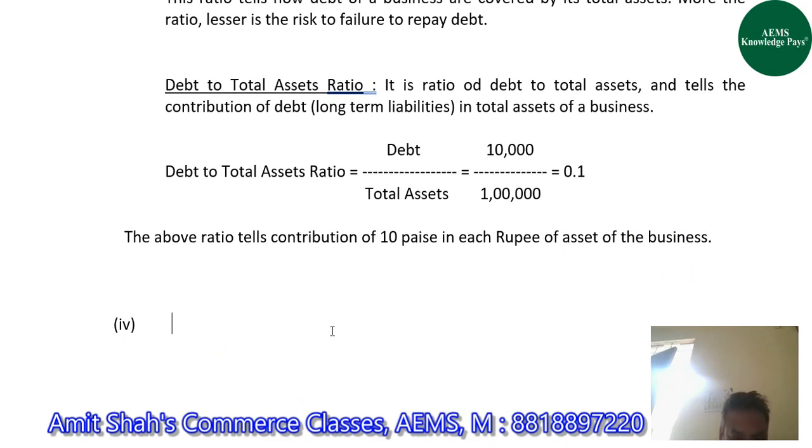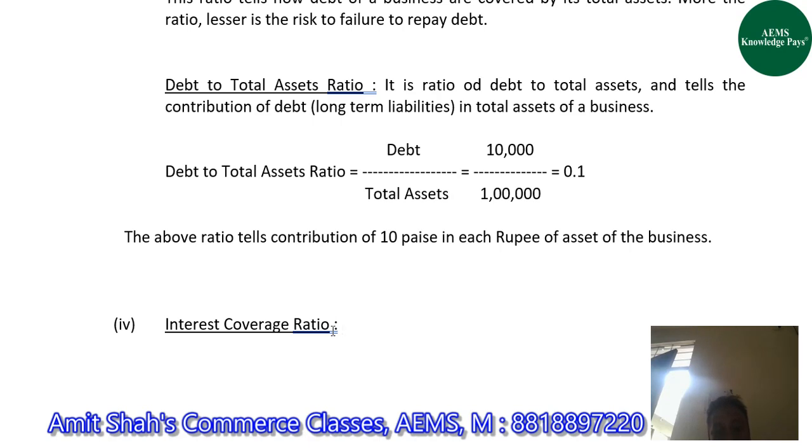So, guys, our fourth ratio, which is for everyone, is the interest coverage ratio. This ratio tells how the interest liability of a business, that is interest which the business has to pay on its borrowed funds, is covered by profits of the business. It means profits must be adequate enough to pay interest on the loan taken by a business. To check that, this ratio is used. I hope you have got me, guys.